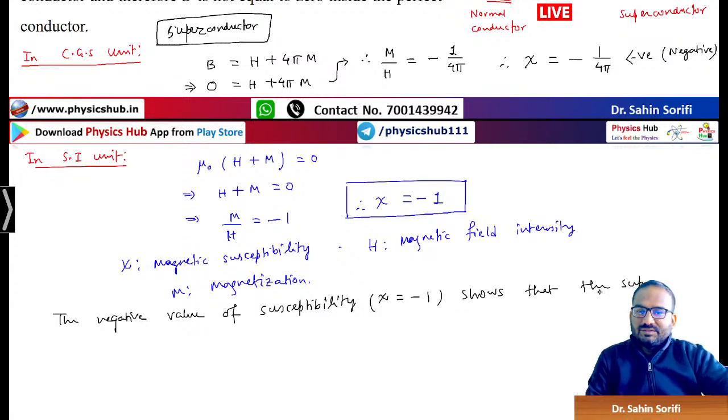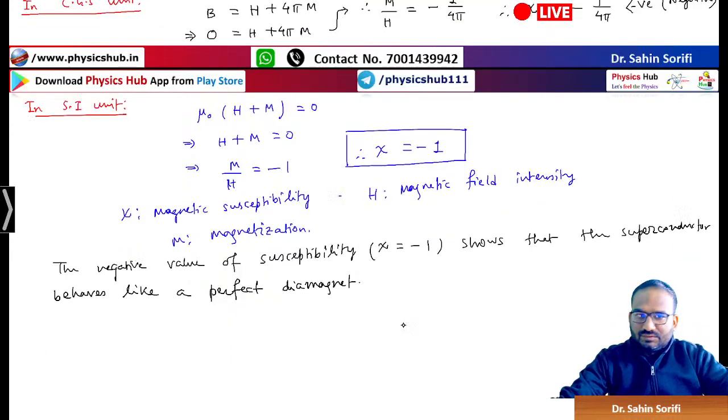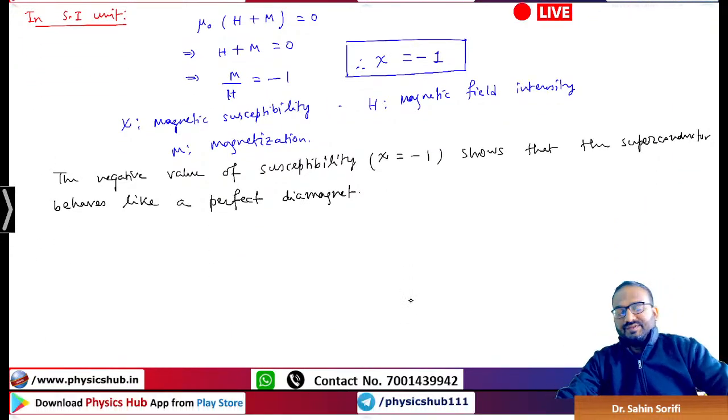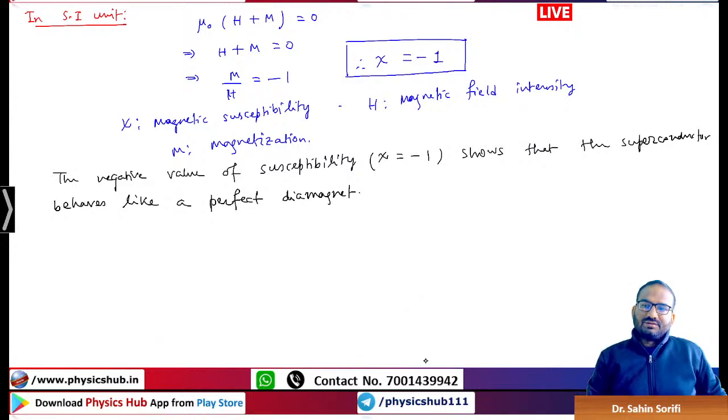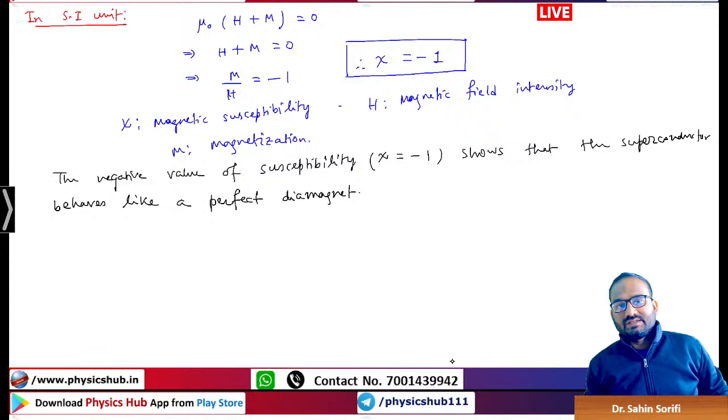Negative value of susceptibility shows that the superconductor behaves like a perfect diamagnet. In case of a diamagnet, the magnetic lines of force are repelled away. The same way, as you can see, the superconductor is also repelling the magnetic lines of force, so acting like a perfect diamagnet.